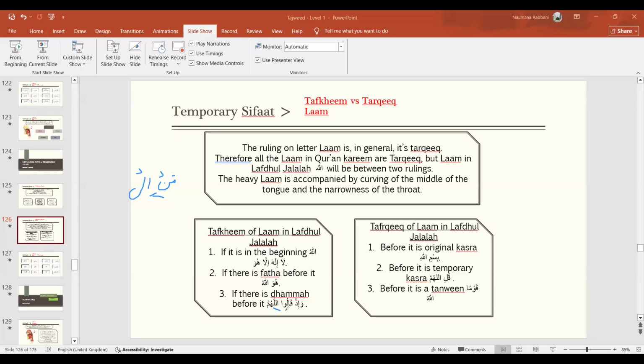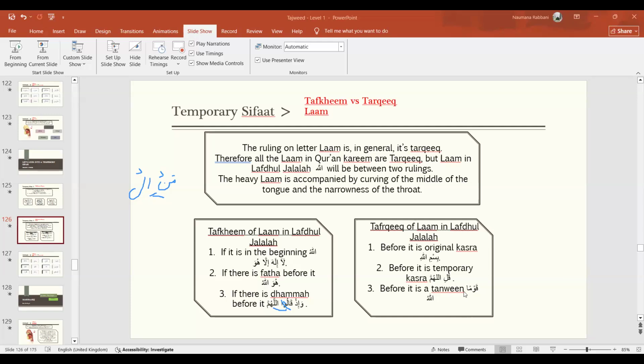Again here, wa qalu Allahumma. There is a sakina after the waw, and it was resolved by omitting the waw altogether and joining the lam to the lam. So in Arabic, two sakina together cannot be pronounced, and there are different ways of resolving that. I've just shown you three here.